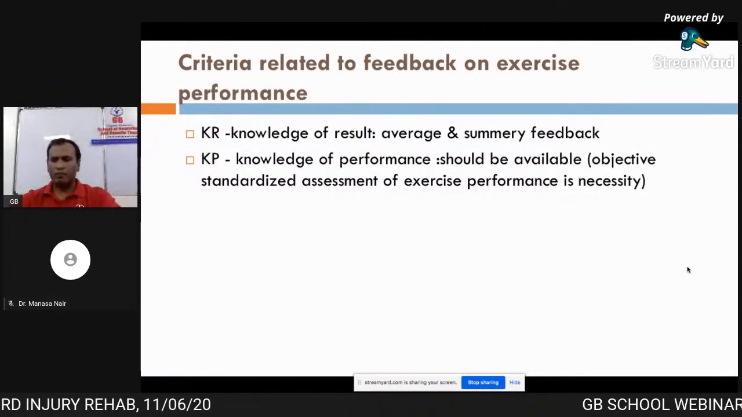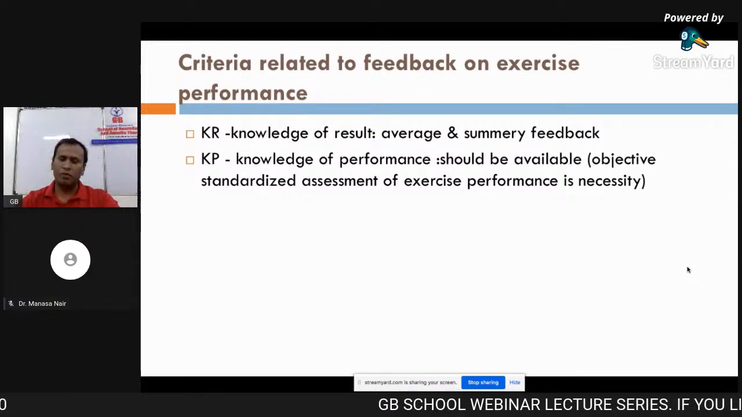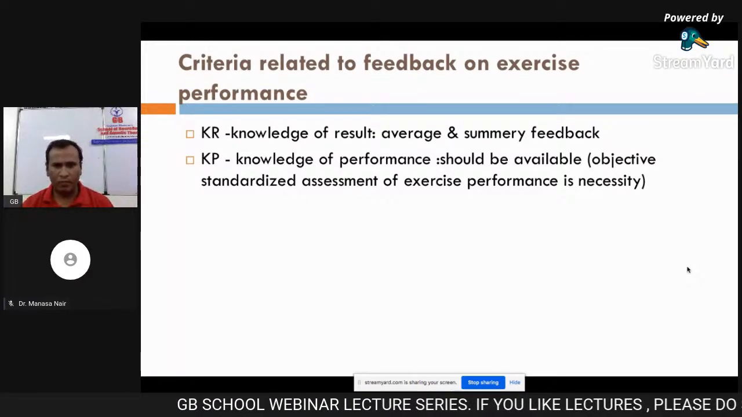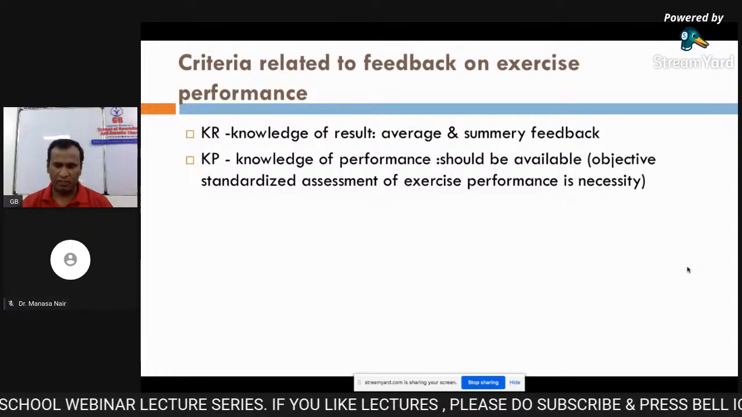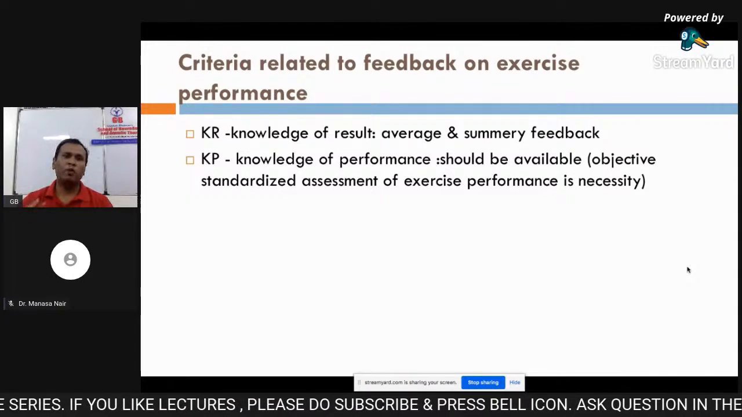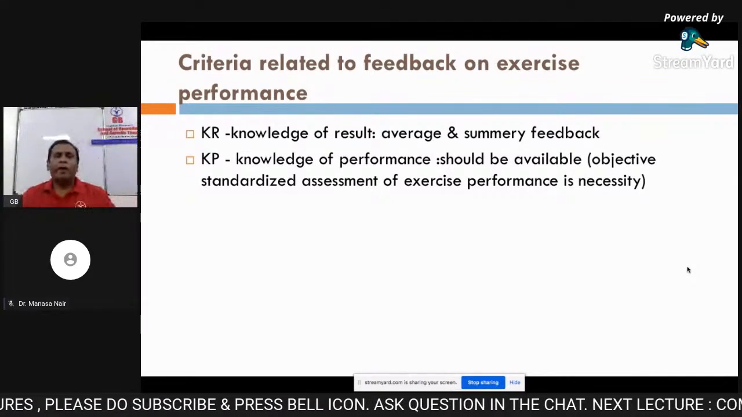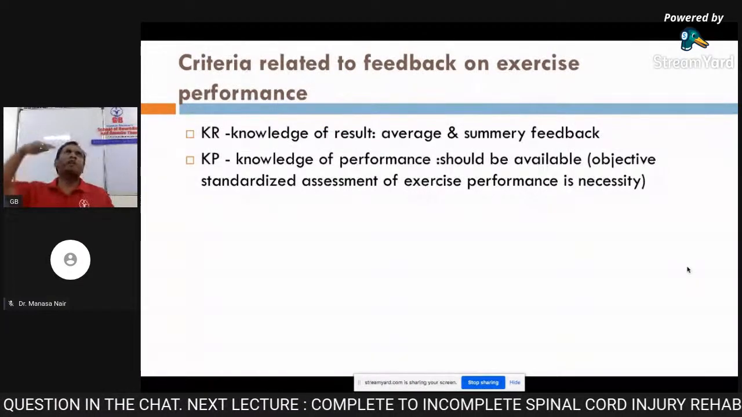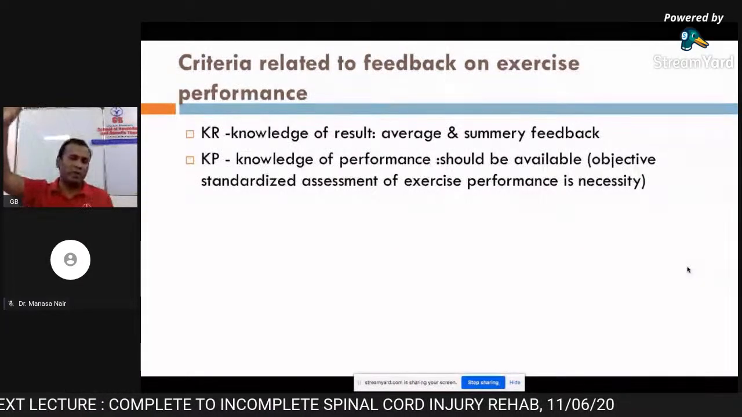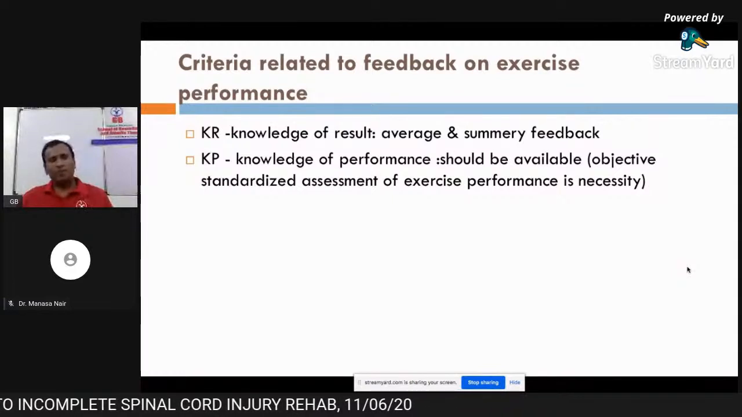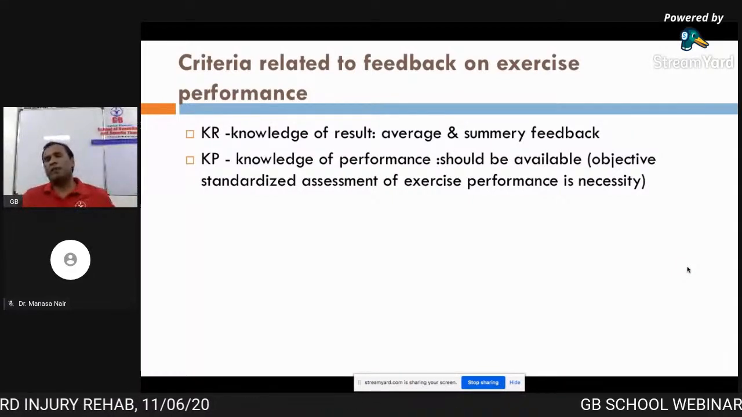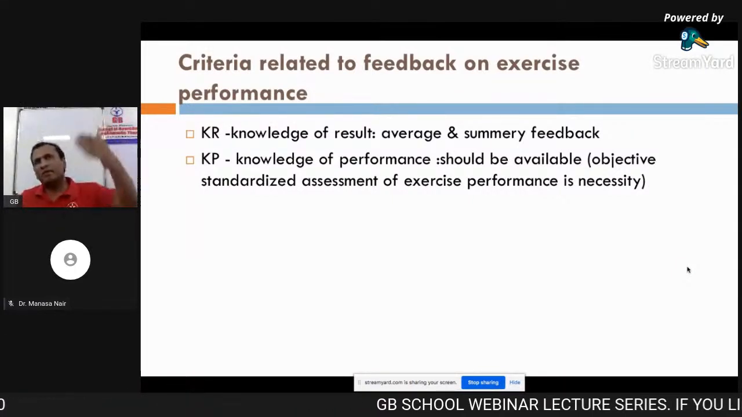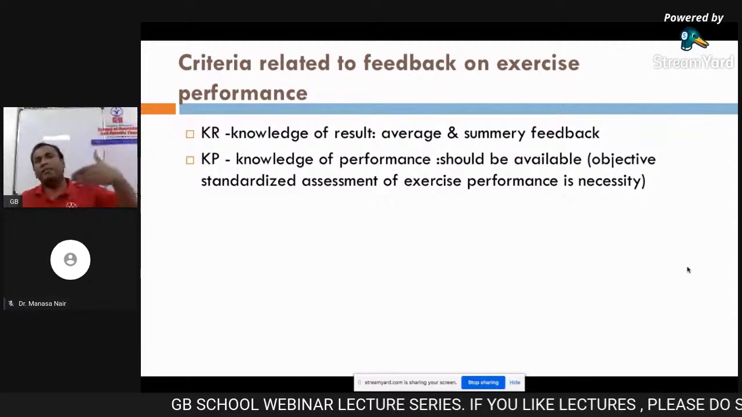Or say sit to stand: you are teaching somebody to do sit to stand, and you tell him to stand from a bed to a complete erect posture. By standing to the erect posture, the person will understand, "Oh, I completed my task and I could stand completely independent without support." So the knowledge of result is so important, so that the patient understands what the end result is, what the end posture is, what the end activity I achieve is.